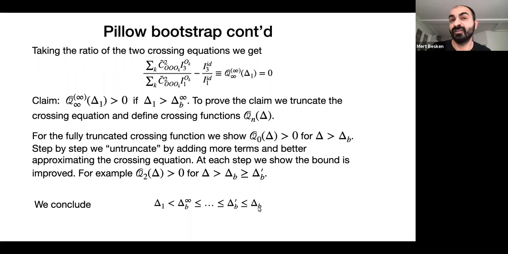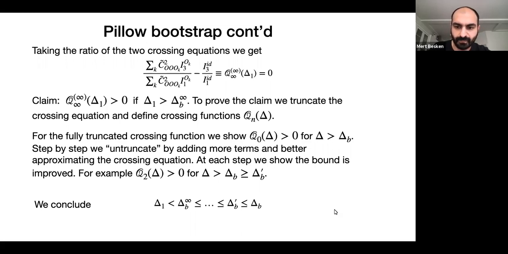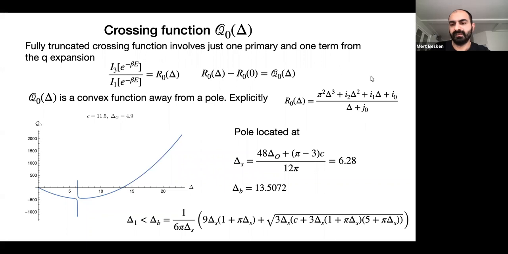It's okay that they're stuck at delta B, but if I can convince you delta B infinity is smaller than delta B, then I will have shown you the bound. Is that correct? But you say it is positive for delta greater than delta B. Yes, right? Q zero of delta. But how did we show that Q zero of delta is greater than zero for delta greater than delta B? We just looked at the explicit expression here.